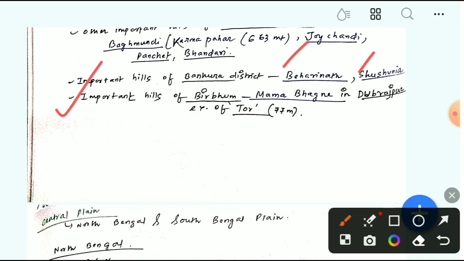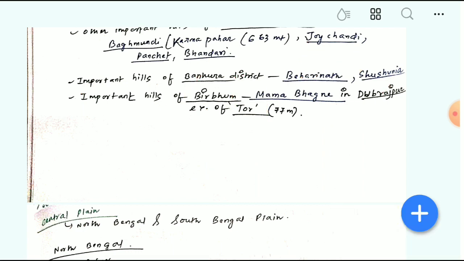Important hills of Birbhum are Mama Bhagne in Dhubrajpur. It is a tor mountain. So we have seen Purulia, Ayodhya Hills and Gorgaburu, and in Bankura it is Biharinath and Shushunia, and in Birbhum it is Mama Bhagne in Dhubrajpur. Birbhum, Bir, Mama and Bhagne are very Bir. By this you can remember.